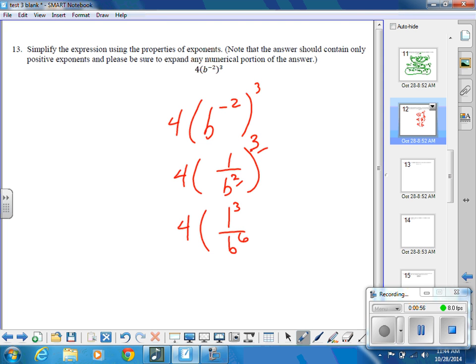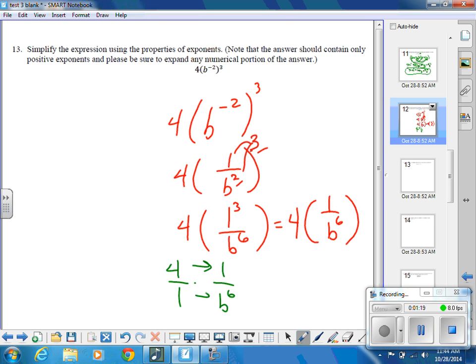Now I bet you're like, where did the 1 cubed come from? Because you give it to both things. But 1 cubed is just 1, so that's not really a big deal. So it's 4 times 1 over b to the 6. Now, whenever you're multiplying this, you need to think about fractions. And I need to write this as 4 over 1, take it out of parentheses, 1 over b to the 6. And if I multiply straight across, I end up with 4 over b to the 6.